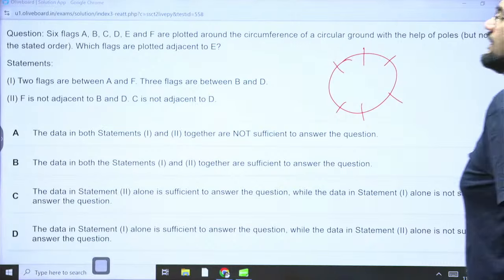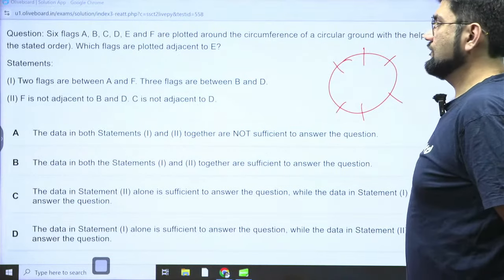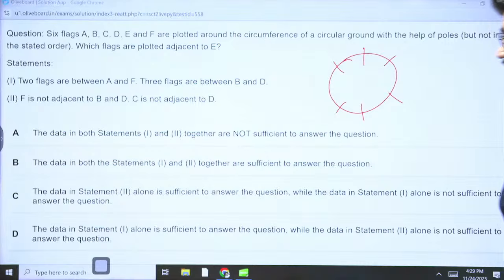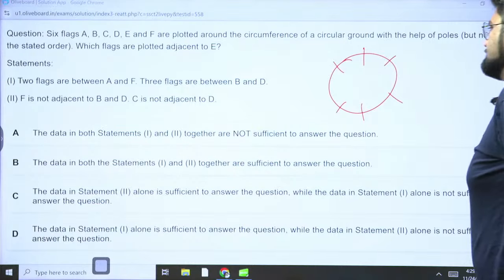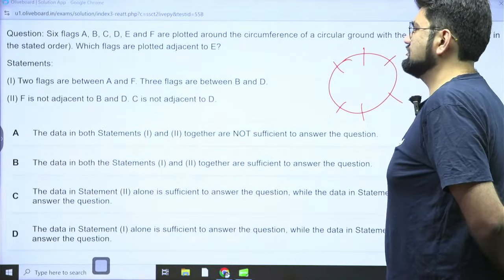2 flags are between A and F. 3 flags are between B and D. Oh, sorry. Data in both 1 and 2 are not sufficient. Data in both 1 and 2 are sufficient. 2 alone, 1 alone. 2 are between A and F. 3 are between B and D.